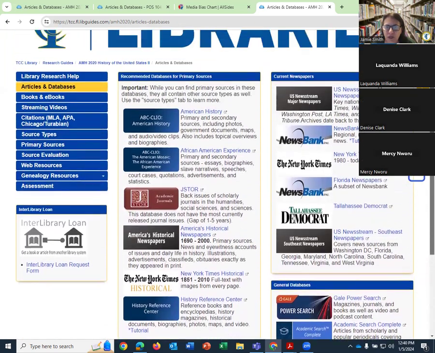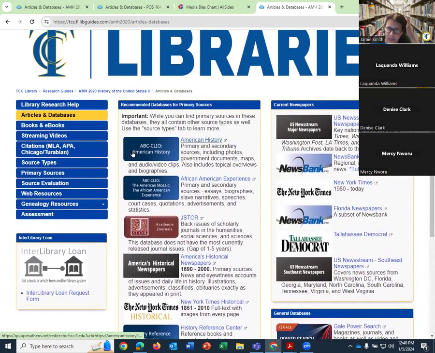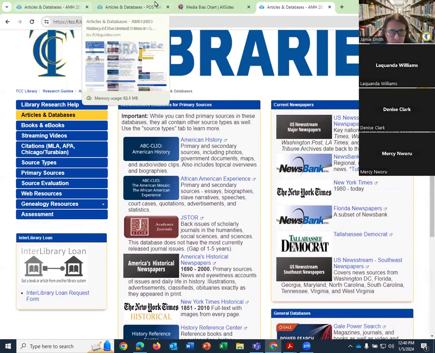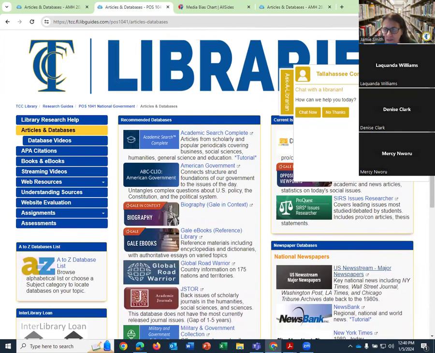Like here, when you have the American history, primary and secondary sources are both here. And in this one, primary and secondary sources are both there. And this is just general scholarly. So these would all be secondary resources, the academic journals. And then I want to show you, I did the same thing for political science.